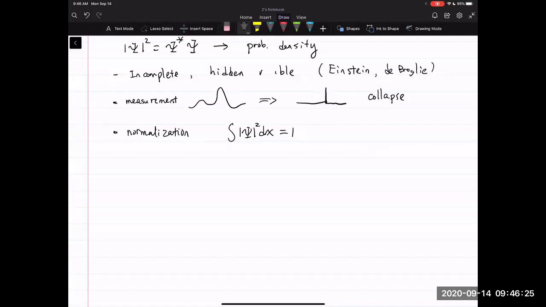So this is actually related to some of the other problems of the wave function. Not only that, the wave function itself has really no meaning.